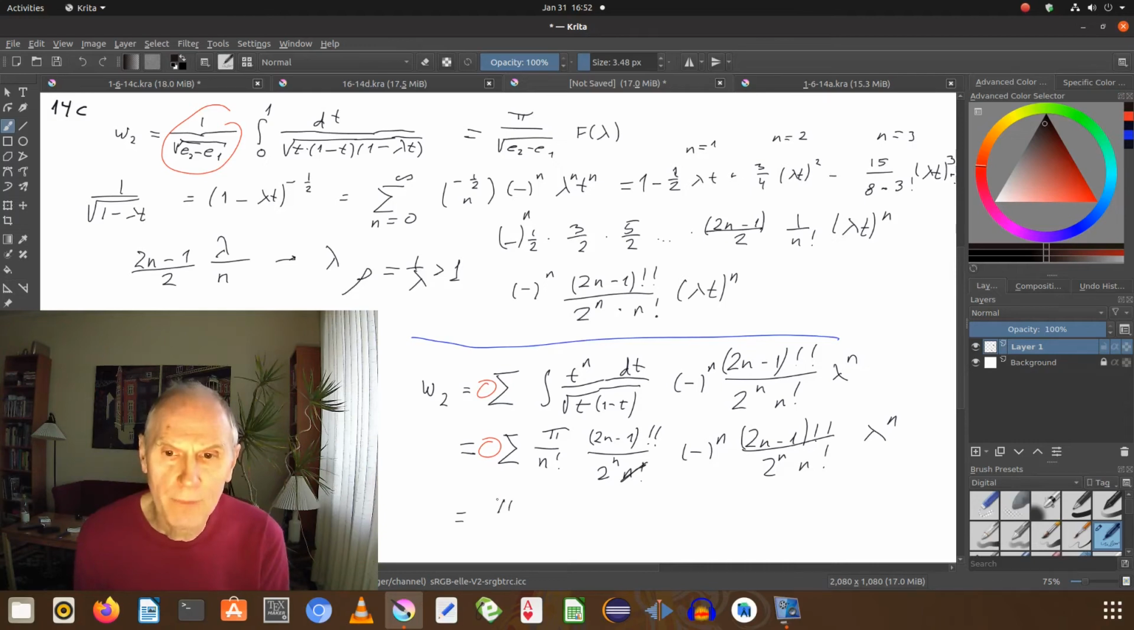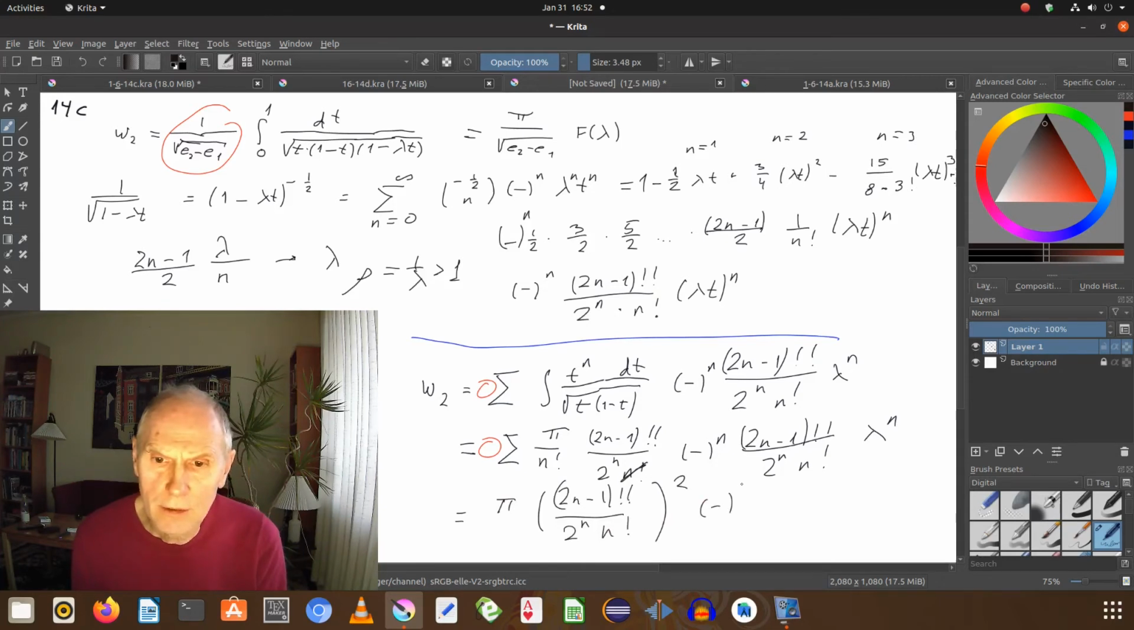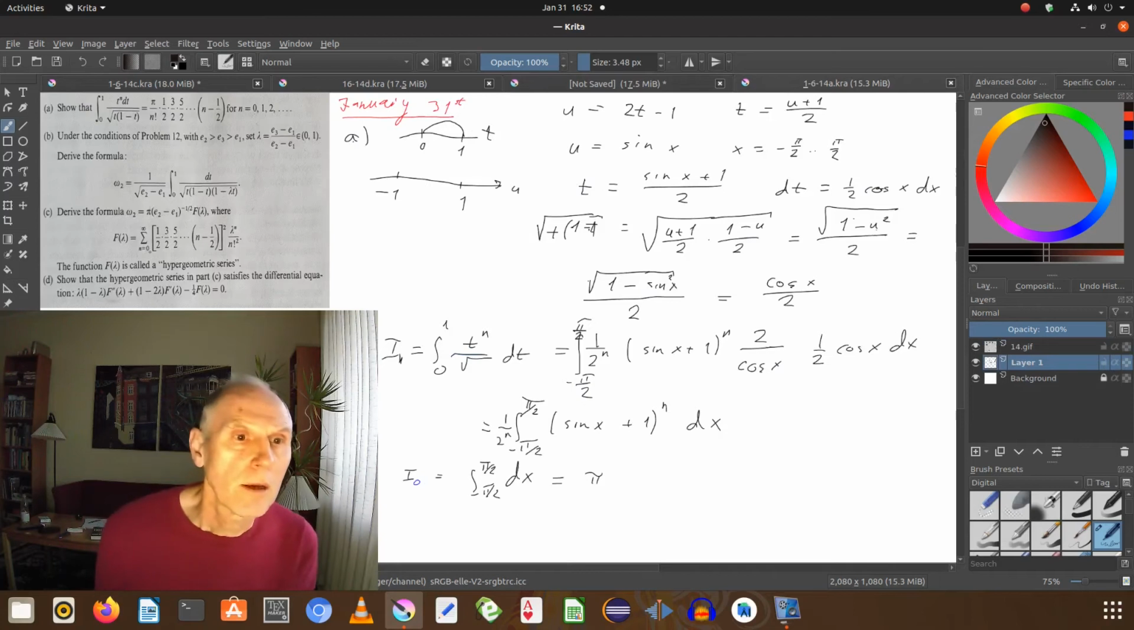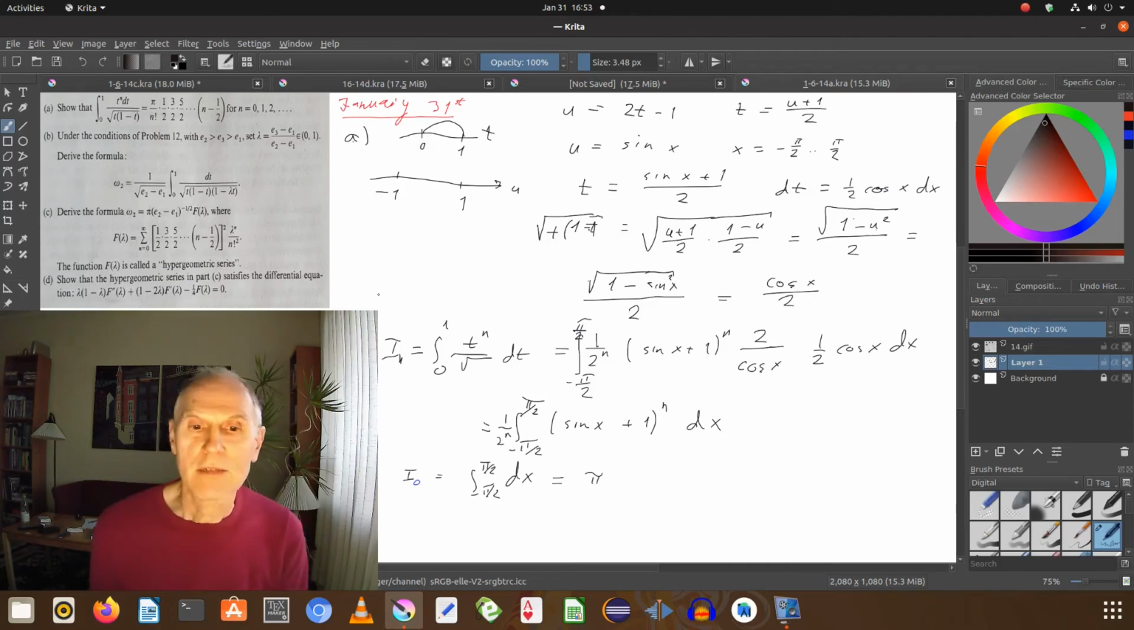So it's pi times 2n minus 1 double factorial, 2 to the nth, n factorial, all this squared, minus 1 to the nth, lambda to the nth. Now, what was the expected result? Pi divided by the red one, I forgot in once more. And then all this squared, and that's what I get. That's my hypergeometric series, and it's now 5 o'clock.